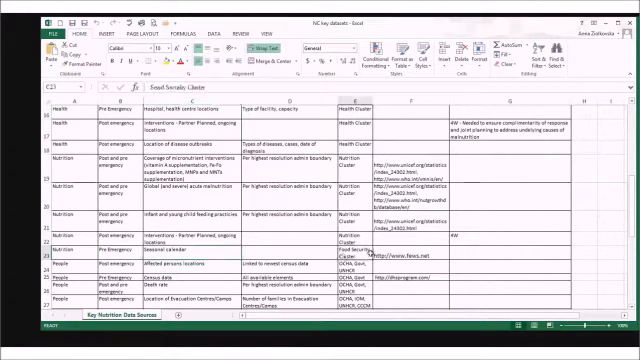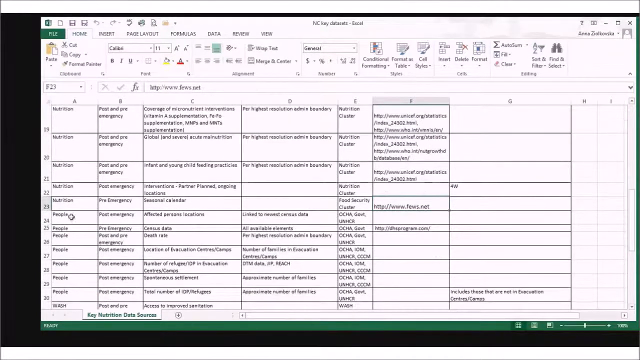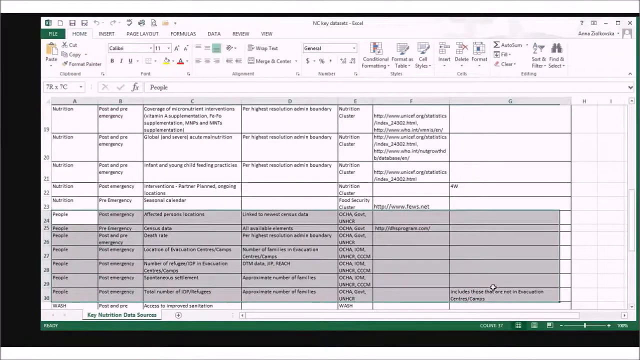Yes, actually you would get it from the food security cluster normally. And then on the fuse.net website you would normally have seasonal calendars for the different countries. Then people data sets, again the majority of them you would get from OCHA or from the government, or depending on the emergency sometimes it's available from UNHCR or IOM. You have to see in your particular situation.